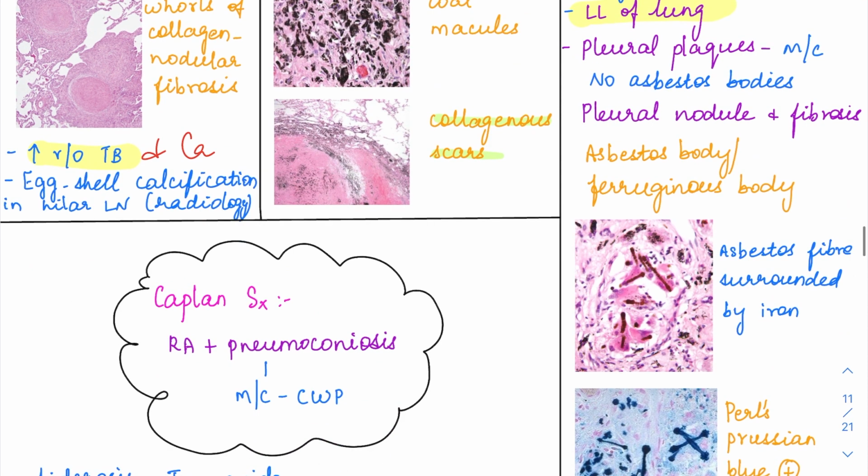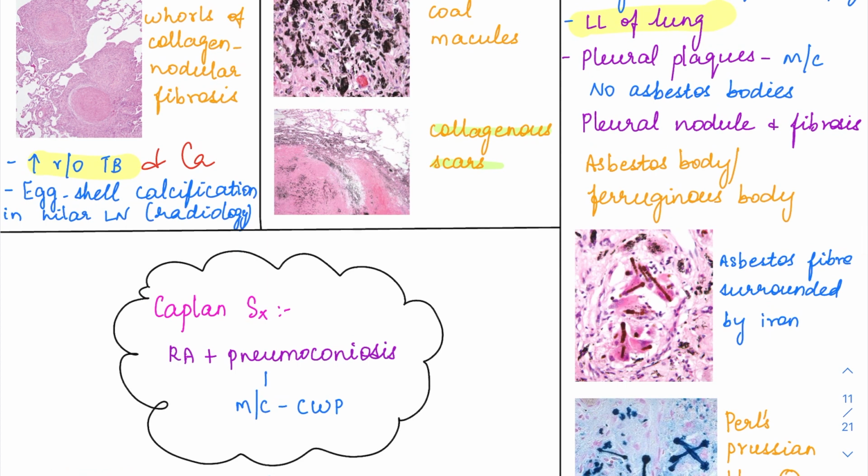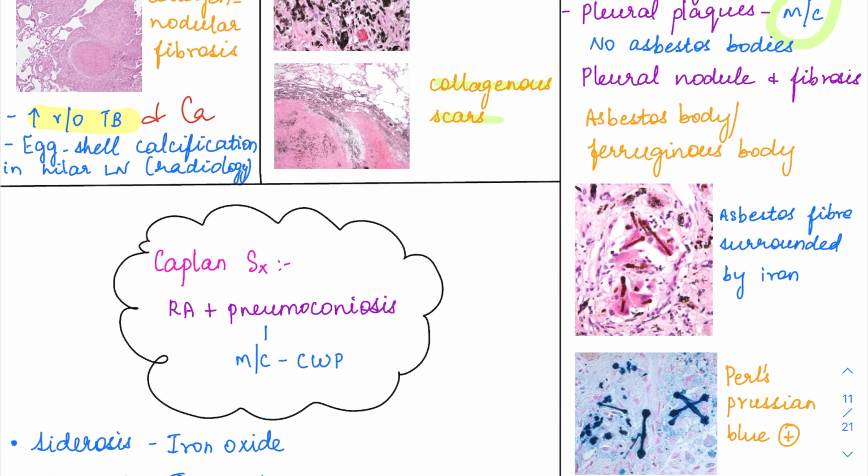And the most common presentation of asbestosis will be formation of pleural plaques. So, this is the most common and the earliest feature also. But here the asbestos bodies will not be formed. The next stage is the formation of pleural nodules or fibrosis. So, between the visceral pleura and the parietal pleura, there will be fibrosis. So, the entire pleural cavity is going to be obliterated. So, when the pleural cavity is obliterated by fibrosis, the lungs cannot expand properly, right?